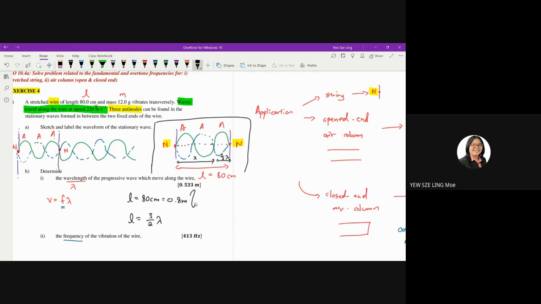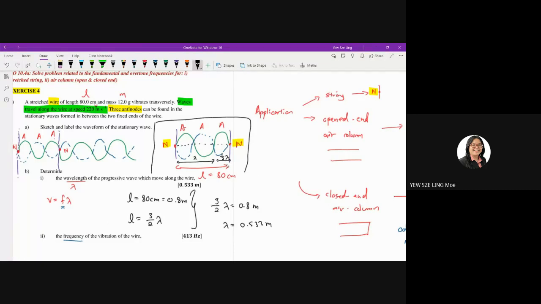So now you can combine these two pieces of information, then solve it and determine the value of lambda. So 3/2 lambda is equal to 0.8 meter. Rearrange the equation, and you'll be able to obtain 0.533 meter. So you have another method that can be used to determine the value of lambda other than v = fλ.